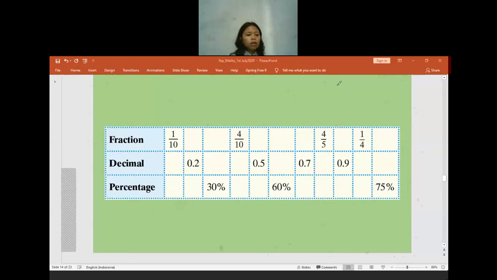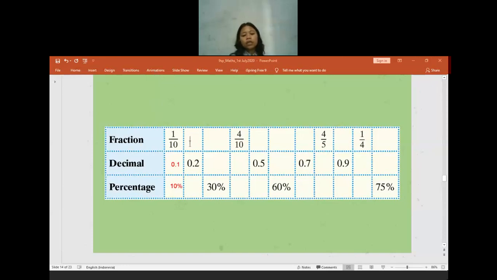0.1. Okay. And then what is the percentage? 10%. Okay. Is there anyone who is confused? If any one of you is getting confused, feel free to ask. It's okay to interrupt me if you have any difficulties.